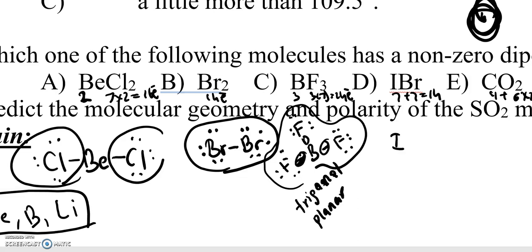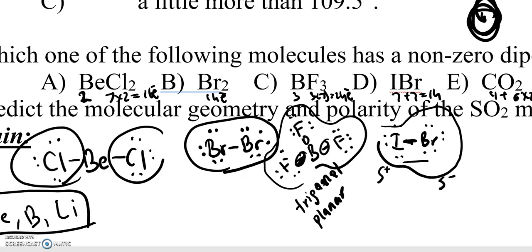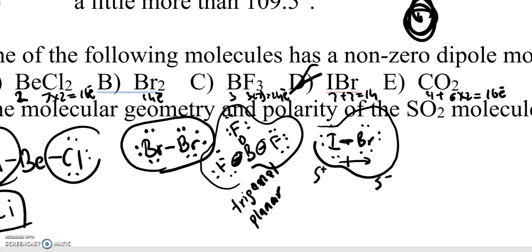So iodine and bromine, let's make a single bond. We have 12 left, and then here we used up all electrons. They are all octet now, but the problem here is that bromine is more electronegative than iodine. When you look at the table of electronegativity values, electrons will be towards the bromine, right? So you'll have a negative side and a positive side of the molecule, so you'll have a non-zero dipole moment. So the answer will be D.